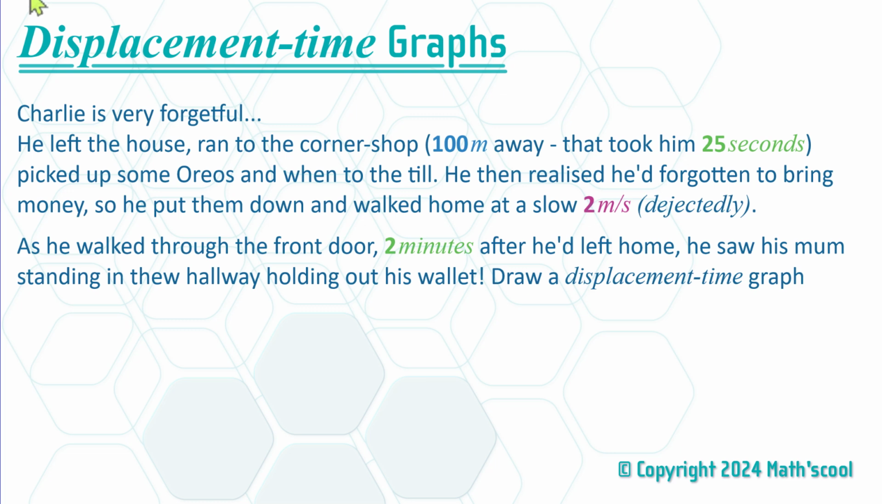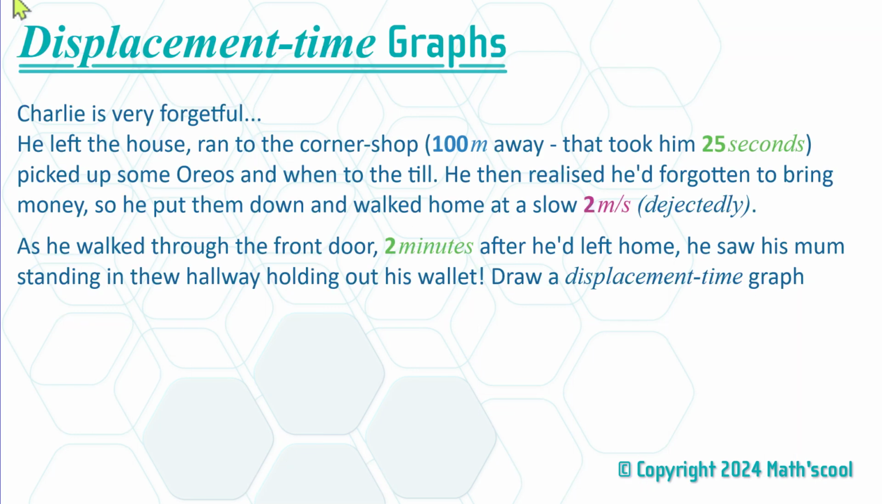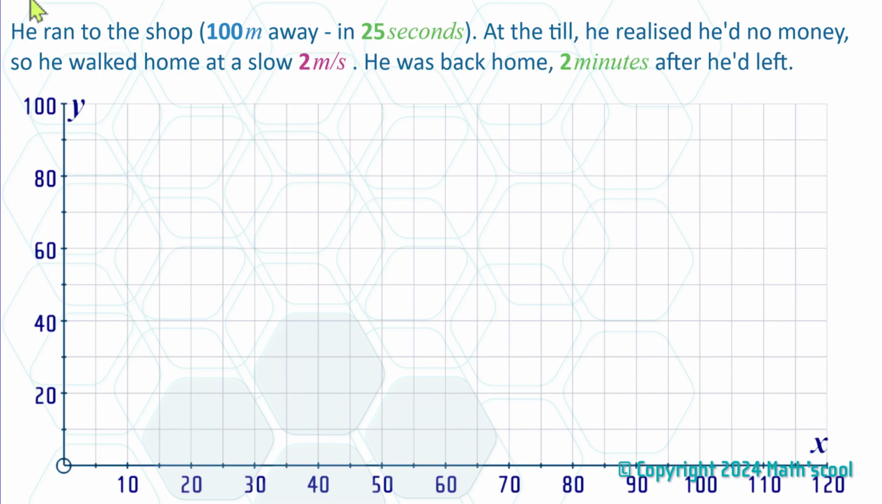So I'm just going to abbreviate that question so I've got room for a displacement time graph. So it's the same question. Ran to a shop 100 meters away in 25 seconds. Till he reached the till. He realised no money. Then he walked home at a slow 2 meters per second. He was back home 2 minutes after he left. And it asked us to draw a displacement time graph.